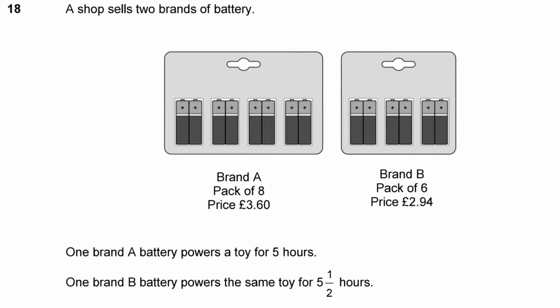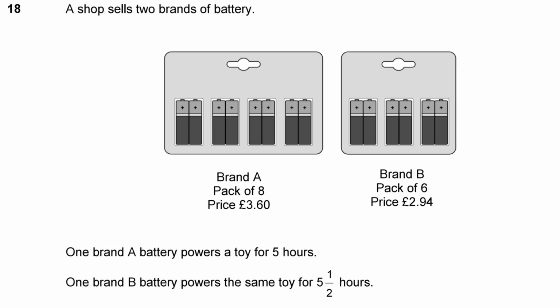Question 18. A shop sells 2 brands of batteries, brand A and brand B. Brand A comes in packs of 8 and they're priced at £3.60. Brand B comes in packs of 6 and they're priced at £2.94. One brand A battery powers a toy for 5 hours. One brand B battery powers the same toy for 5.5 hours. Which brand is better value? You must show your working.